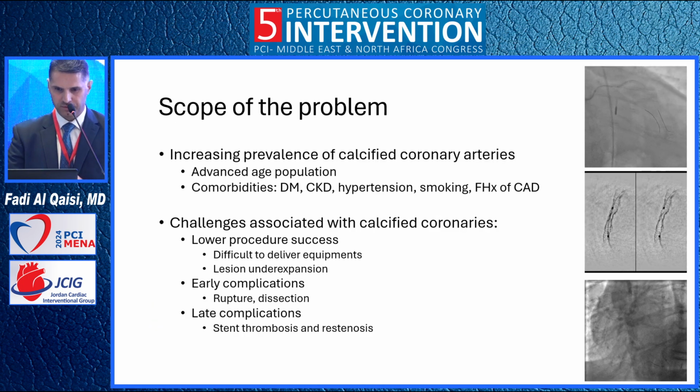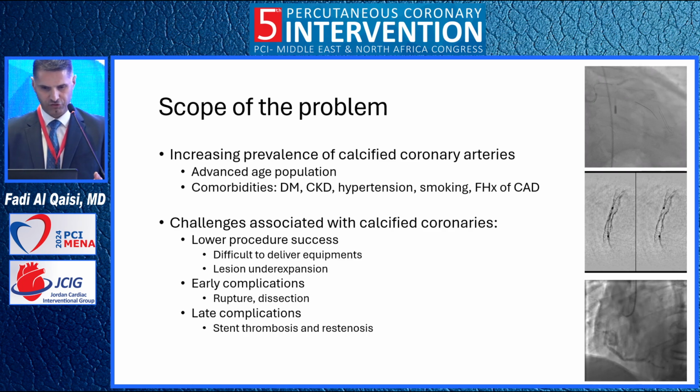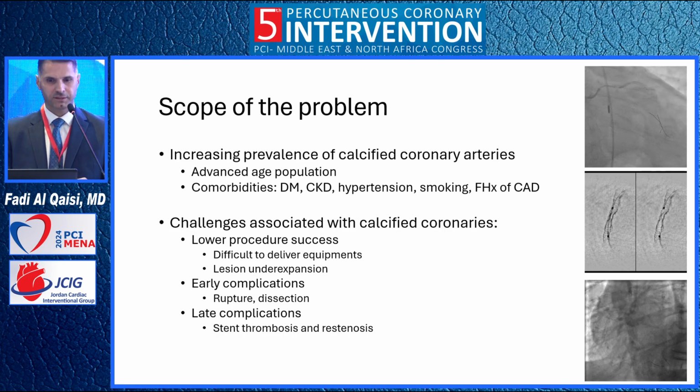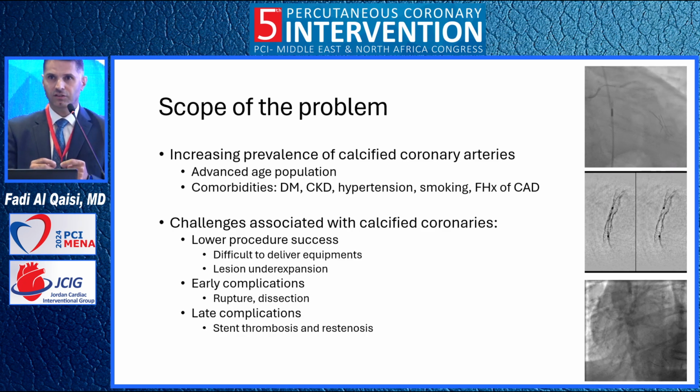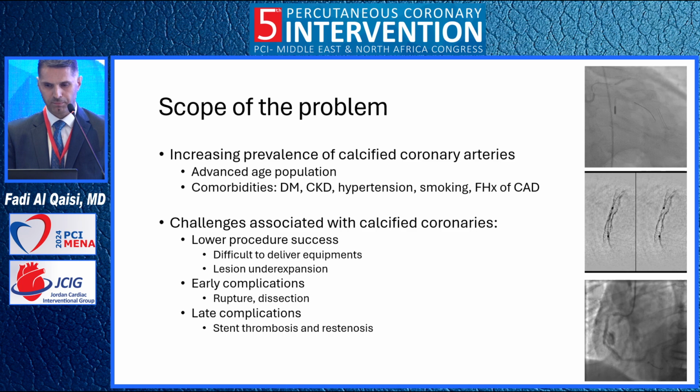So, scope of the problem. We encounter more and more calcified arteries. There is an advanced-age population, with multiple comorbidities of diabetes, chronic kidney disease, hypertension, smoking, and family history. Calcified arteries have special challenges. They have lower procedure success rates, and it's difficult to deliver equipment.